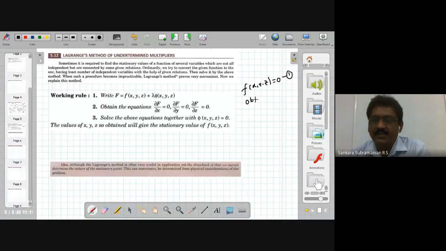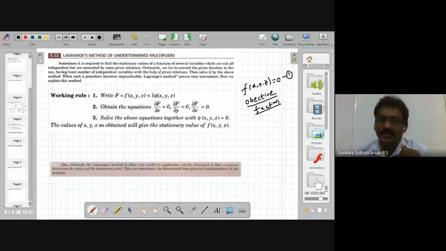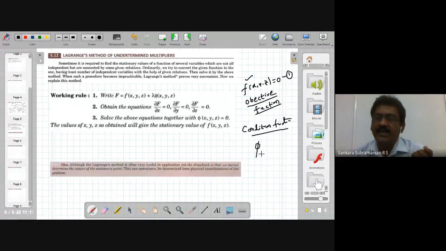Can you tell me what is an objective function? An objective function is a function in which we are interested in finding the maximum value or the minimum value, a function which we want to examine for its nature. So we let that function be f as usual. Now, we have a condition function, a relationship between x, y, and z. Say phi of x comma y comma z equal to 0 is a condition function.